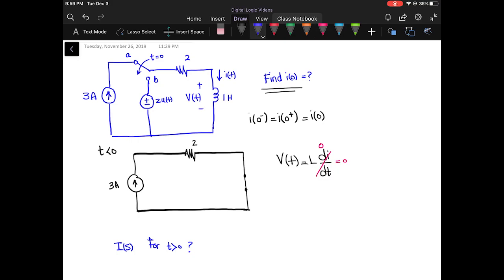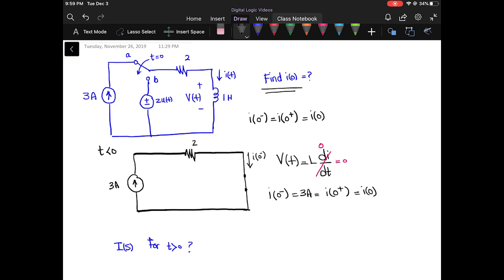So i(0), this is i at the instant before t equal to zero, because I went to the time before t equal to zero. This is the circuit at that time. So i(0-), the instant before zero, is clearly equal to 3 amps. This is equal to i at the instant after zero, which is the i(0) I was looking for: 3 amps.